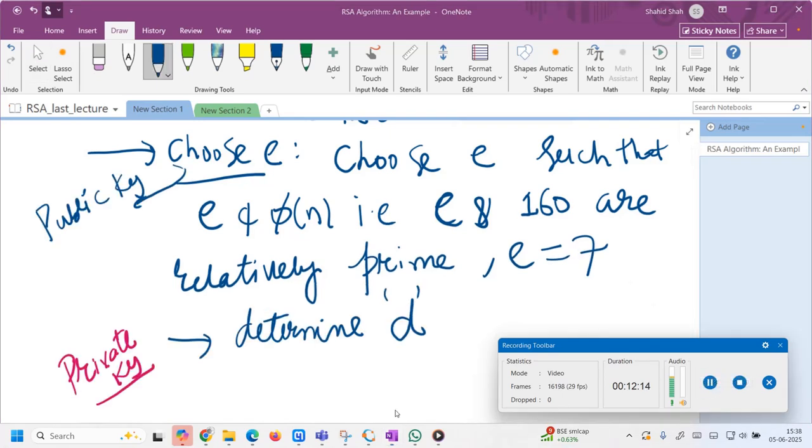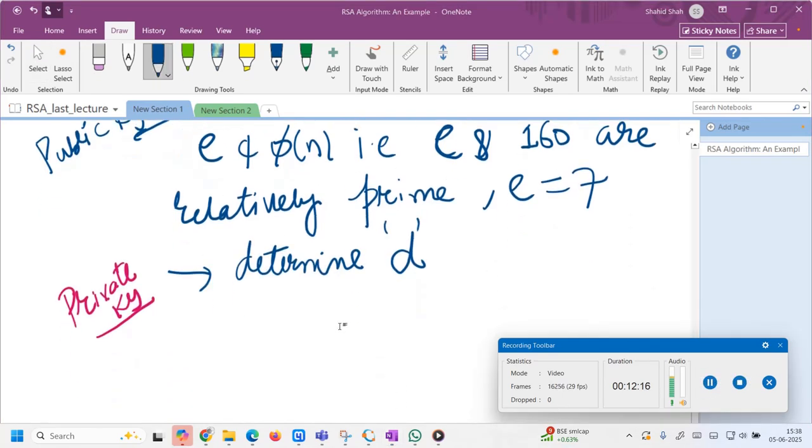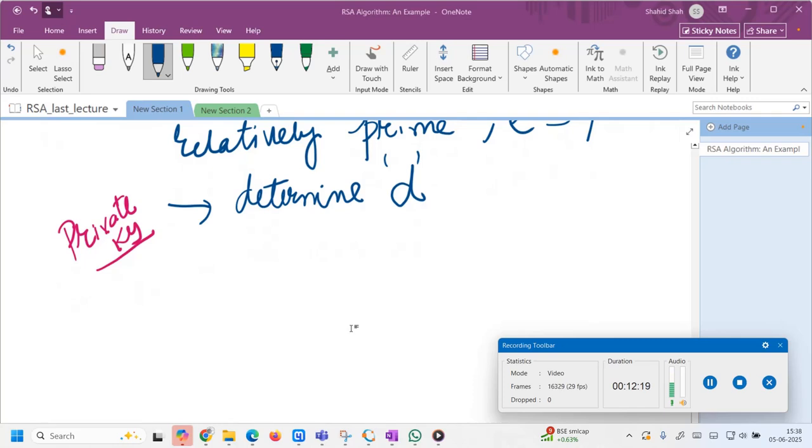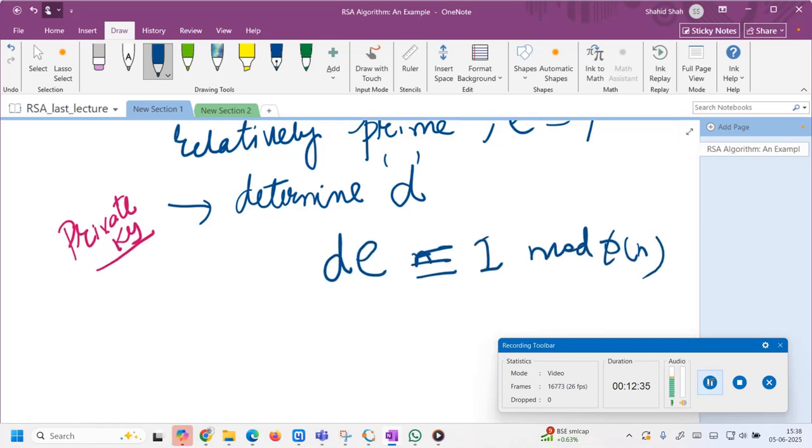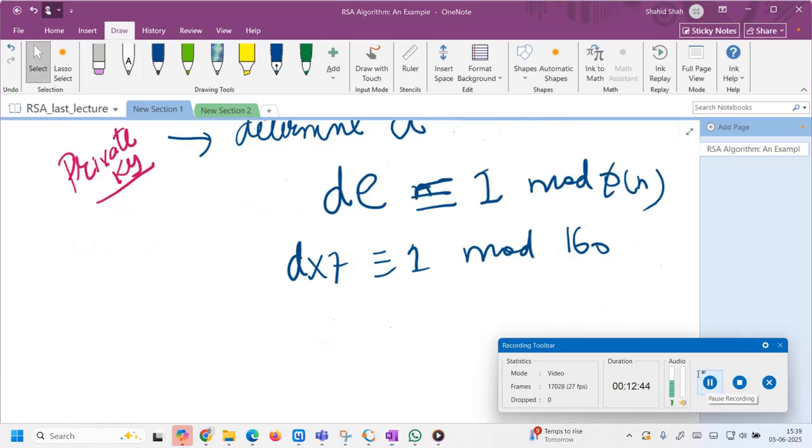Fine. Now the next step, in the jargon of public key cryptography, is to generate the private key. What is the private key here? It is actually D. So how to determine D? We know the condition for D, that D should be the multiplicative inverse of E, that is DE is congruent to 1 modulo phi of n. In this case, D times 7 is congruent to 1 modulo phi of n, which is 160.